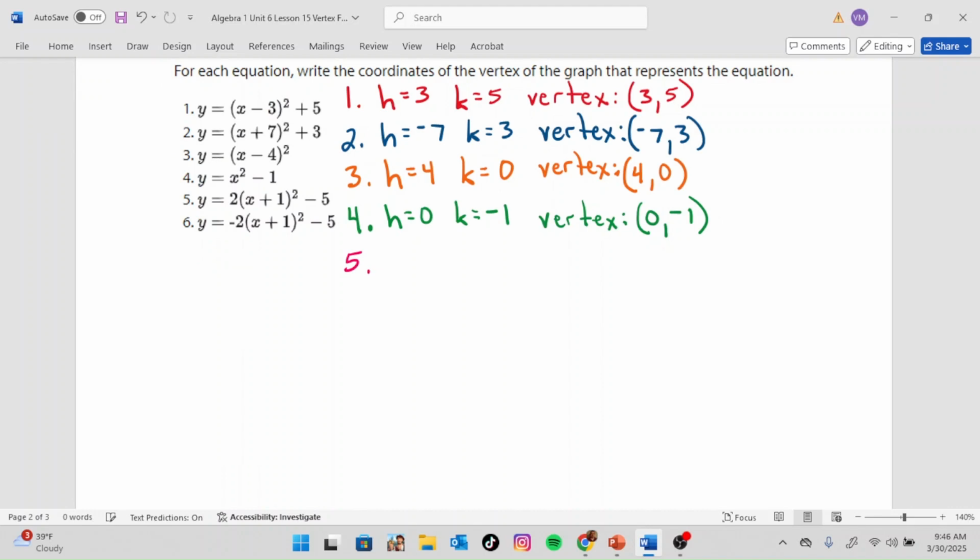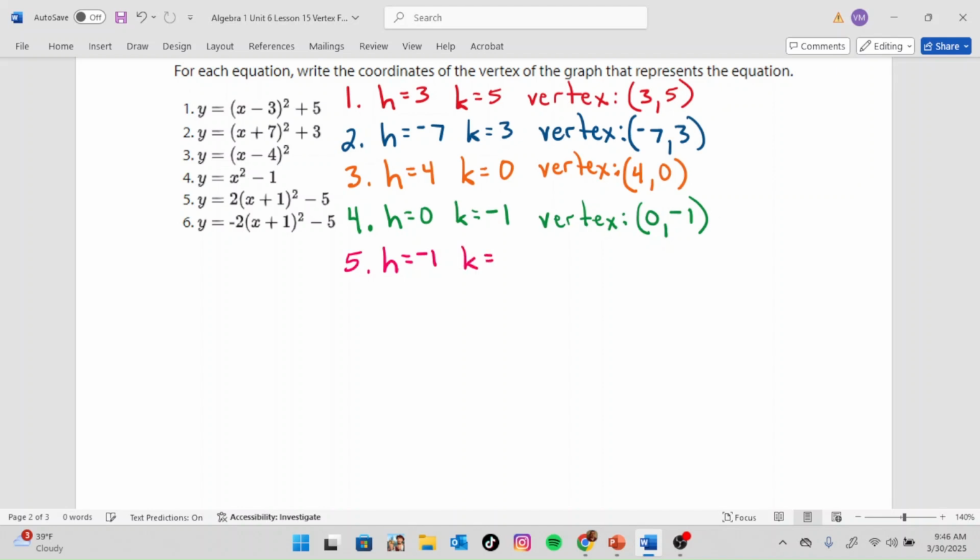Number 5. We have x plus 1. Well, remember that vertex form is x minus h. So to get a +1, h would need to be -1, because minus negative becomes plus.